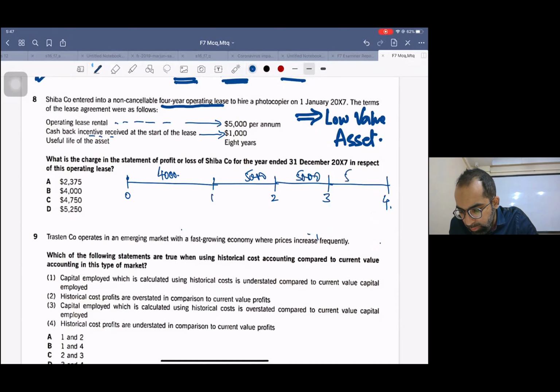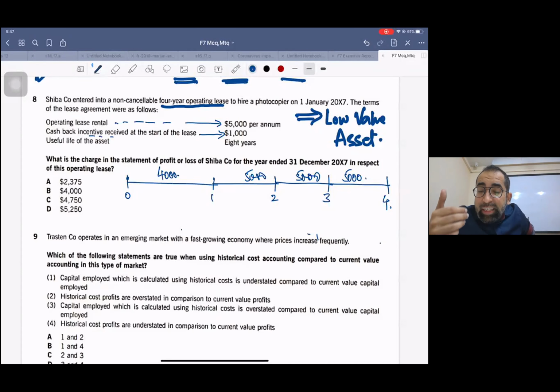and again it's 5. Now you tell me, this is again the case of uneven rentals. This is again the case of uneven rentals. And if you have brain and if you can think, you know why the other party gave us 1,000 incentive, because we are taking for 4 years.